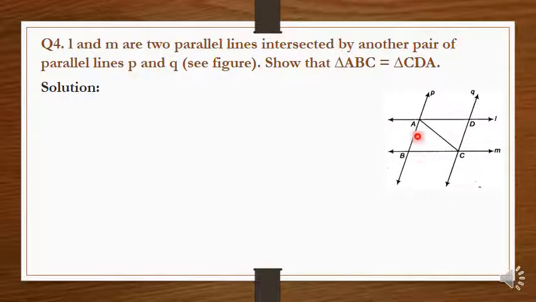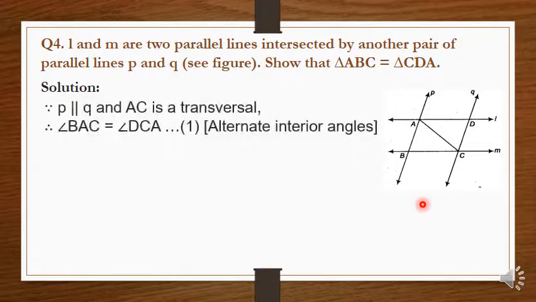Why so? Because AB and CD are parallel because of P and Q, and AD and BC are also parallel because of L and M, right? These two are parallel sides, these two are parallel sides. So opposite sides are parallel to each other and they are also equal. Therefore, it's definitely a parallelogram. Now we have to show that triangle ABC is equal to triangle CDA. ABC, that is this triangle, equals CDA, this triangle. So they will be congruent or equal.